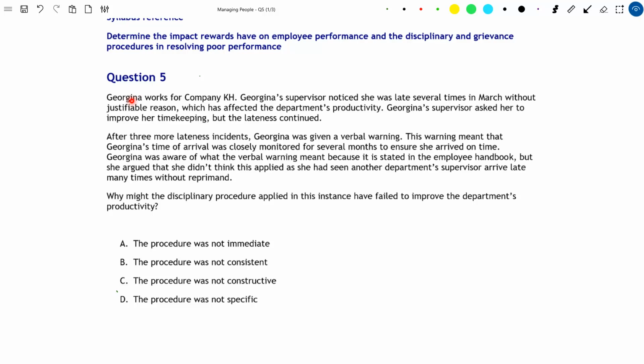We have Georgina who works for company KH, and we've noticed that Georgina was late several times in March without any justifiable reason, and this affected the department's productivity. It's early days yet, but we've made lots of highlights and notes because we think this might be applicable later on.